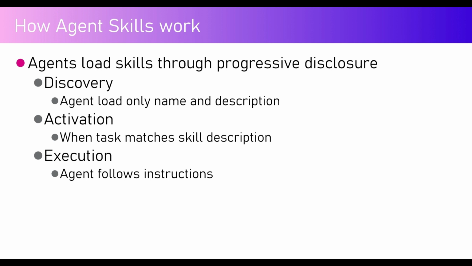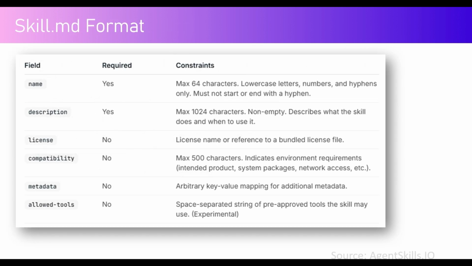Now, activation. When a task matches the skill description, at that point, that particular skill will get activated. Till that time, that skill will not be loaded in memory. Execution: the agent follows the instructions of that specific skill, and then your task gets executed on the basis of the text written in the file. So agent skills work in three steps: discovery, activation, execution. Discovery, at the start only the name and description get loaded. Activation is when the skill matches the description, and when the agent follows instructions, that's the execution piece of work.